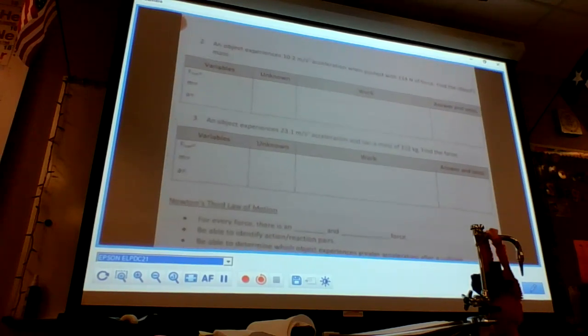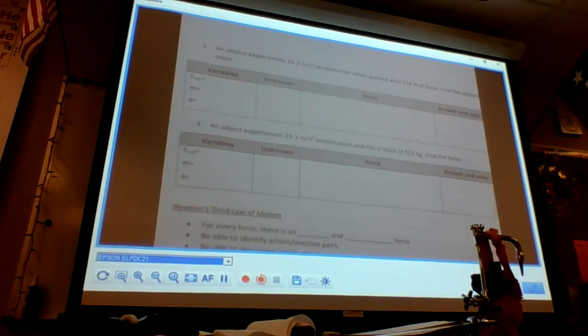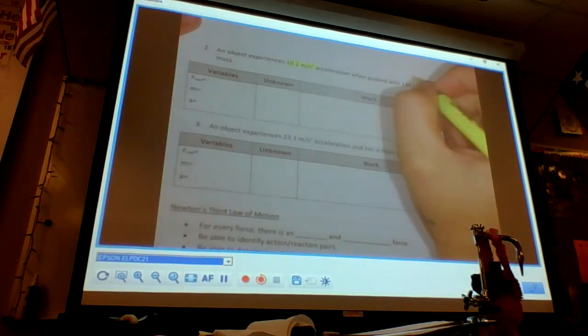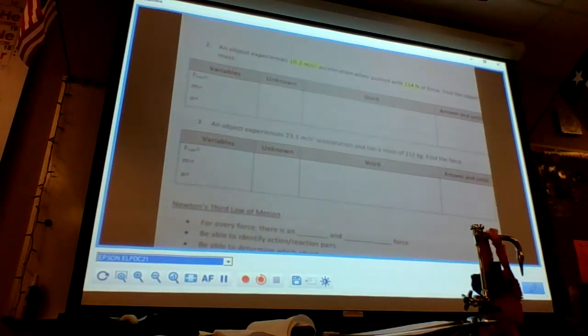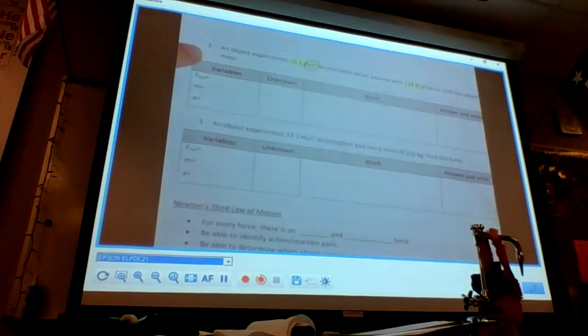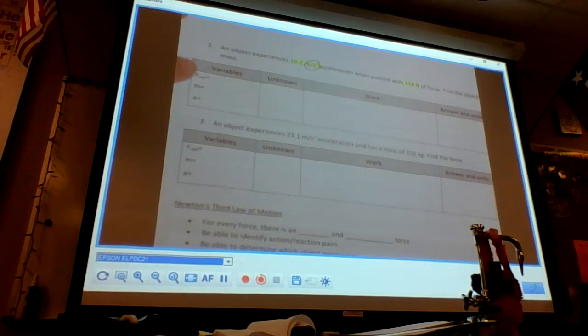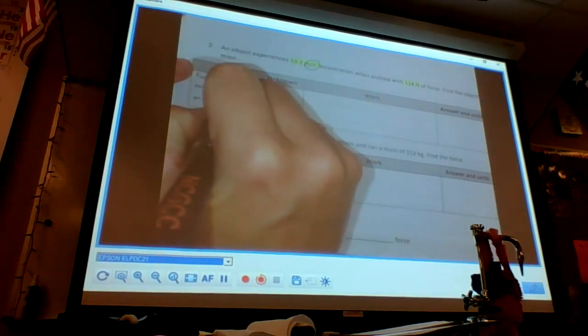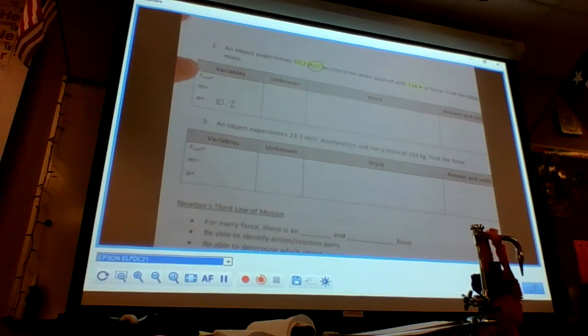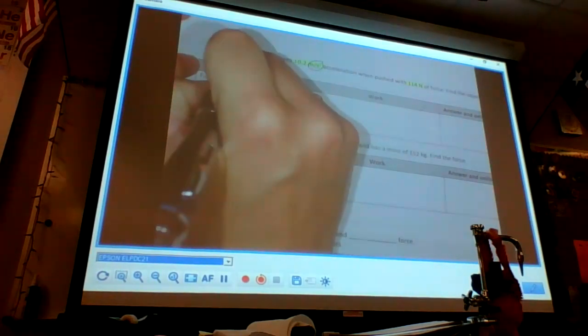Number 2, an object experiences 10.2 meters per second squared acceleration when pushed with 114 newtons of force. Find the object's mass. This meters per second squared is what type of unit? F, M, or A? Acceleration, yes. Okay, so A equals 10.2. Where do newtons go? For force, F net. So 114 is going to be my F net.